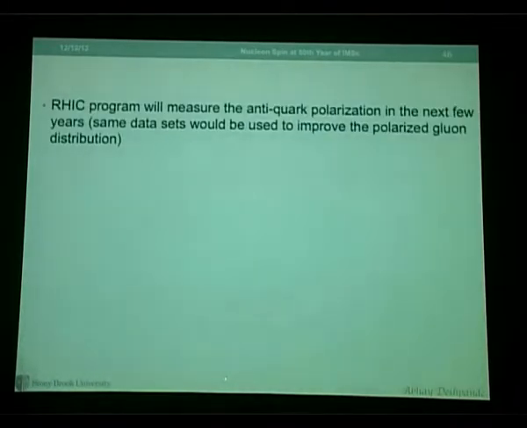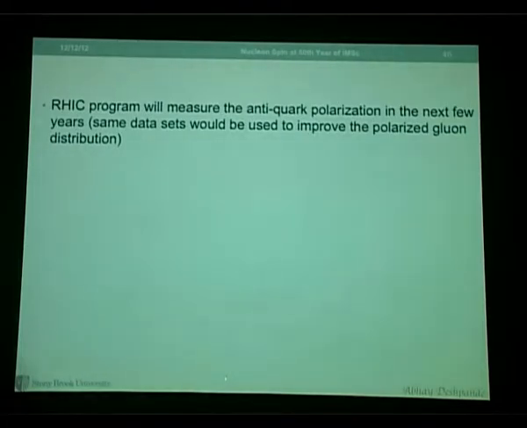Wasn't there something for lambda naught also? I'm sorry? Wasn't there something for lambda naught also? There are asymmetries associated with lambda, but they are longitudinal spin asymmetries. Yeah, you're right, and they may have correlations to the strange quark.